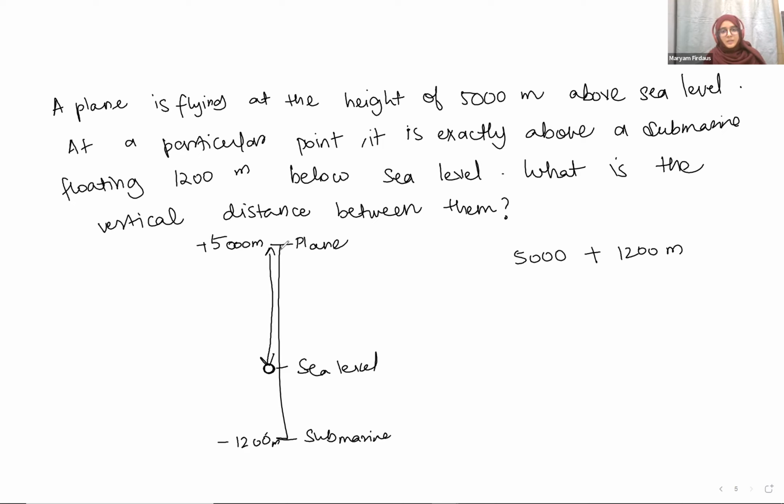What is the distance between plane and sea level? 6,200. No. Distance between plane and sea level. This is sea level. Sea level is at zero. What is this distance? Can you tell me? The red part, how much is it?